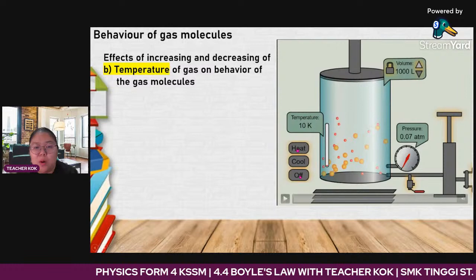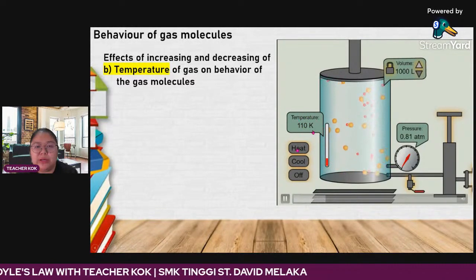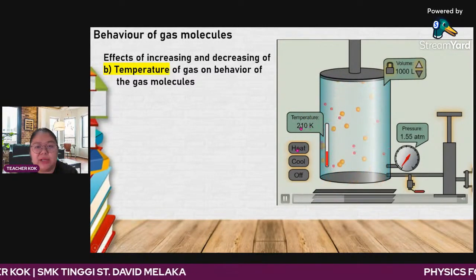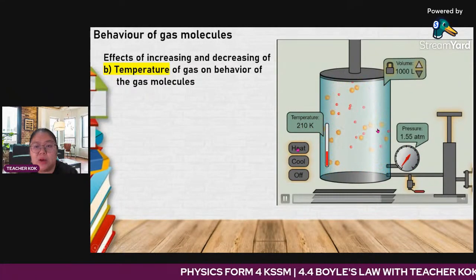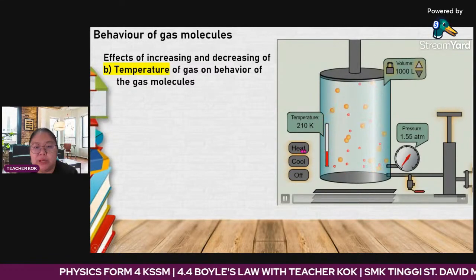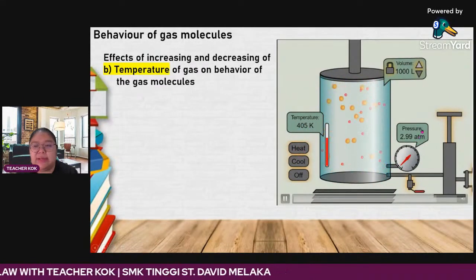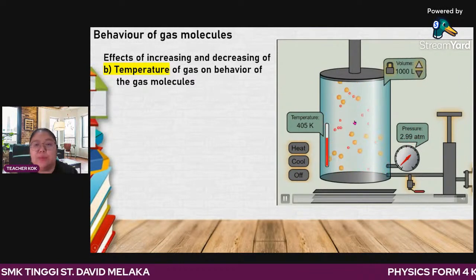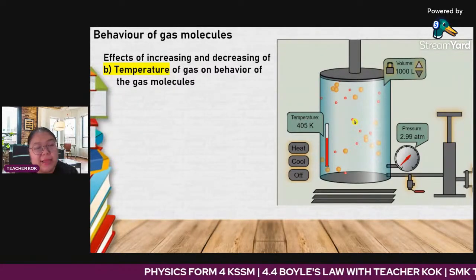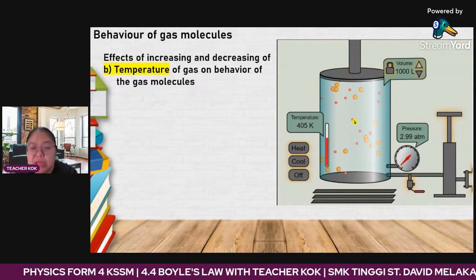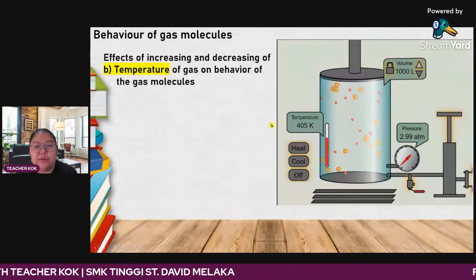Okay, now we go to the demo. You observe the temperature. When starting, it is very slow. I heat it and increase to 210 Kelvin. So you see the pressure will increase, but the quantity of the molecules is the same. So I keep heating it, and it becomes 405 Kelvin. You see the pressure has already increased, and the movement also increases. So when temperature increases, we need to talk about kinetic energy. Kinetic energy will increase as the temperature increases. Now the volume is constant. So from here, how do we explain?